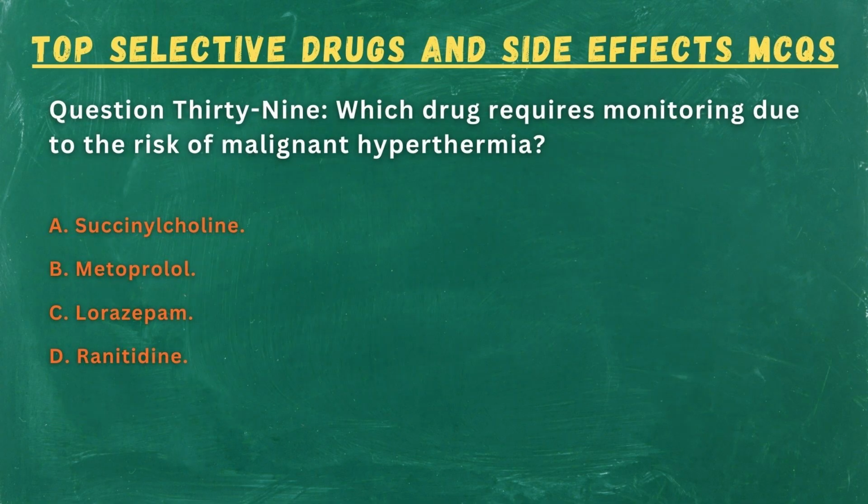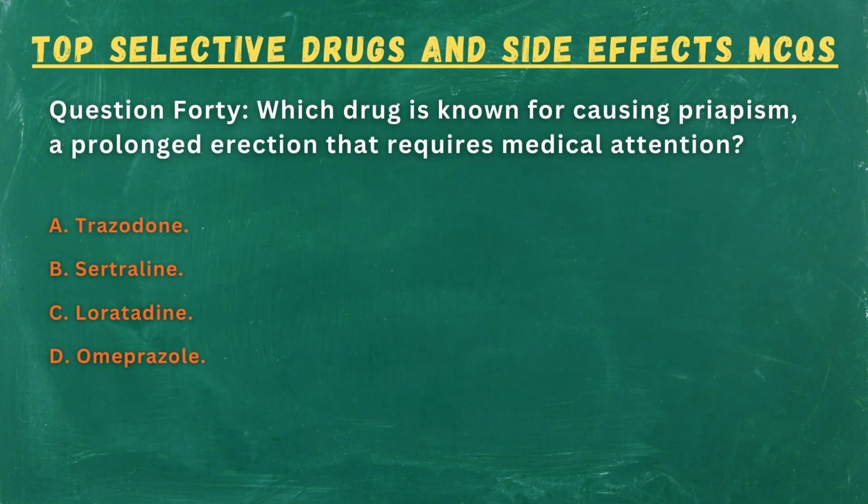Question 39. Which drug requires monitoring due to the risk of malignant hyperthermia? A. Succinylcholine. B. Metoprolol. C. Lorazepam. D. Ranitidine. Answer: A. Succinylcholine.